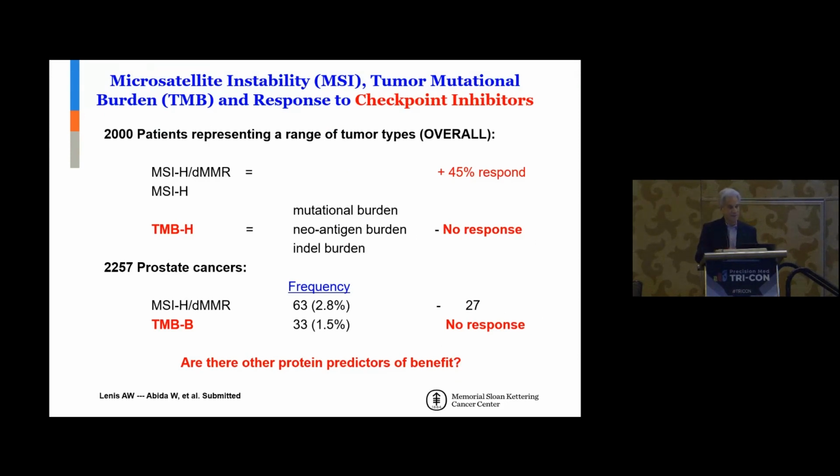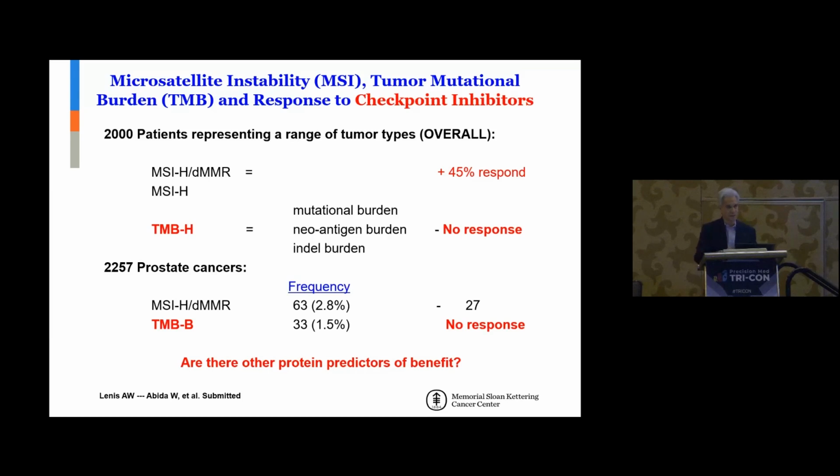If we find it, in fact, almost half of the patients will respond. But if you look down, when we looked through over 2,000 prostate cancers, the frequency is only 2.8%. Similarly, for tumor mutational burden, again, these tumors specifically don't respond to the checkpoint inhibitors. Again, a very low frequency, which makes it very, very difficult to get the numbers to really understand what's going on. So the real question we started to ask: what about looking for potential protein predictors?